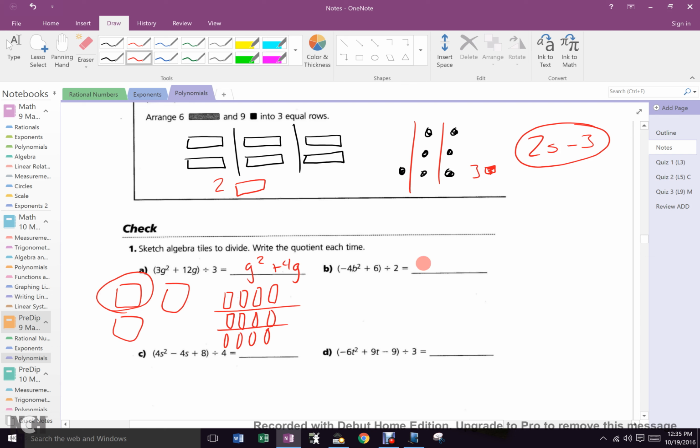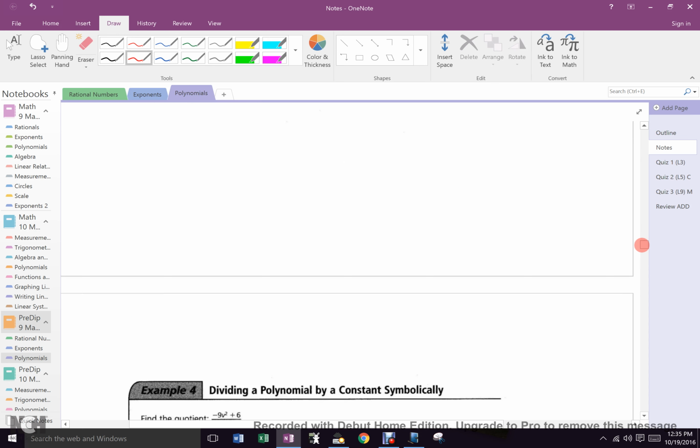What about this one? Negative 2b squared. 3. What about this one? S squared minus s plus 2, and plus 2 minus 1. Everybody cool? Yeah. Now I let you guys skip a step because you're smart kids.